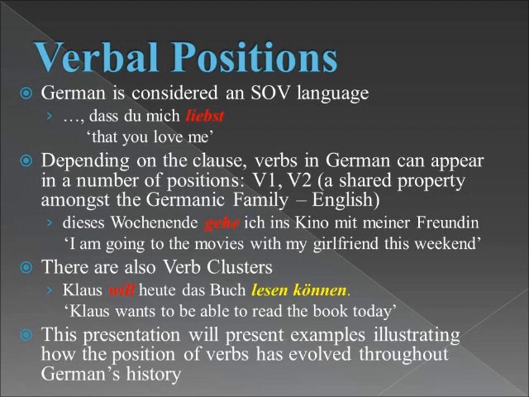So depending on the clause, verbs in German can appear in a number of positions. They can either be at the very beginning, or they can be the second element, which is pretty much a shared property amongst the Germanic family, except for English that has some residual patterns, but really other Germanic languages are very V2. So an example of this V2, where it appears as the second element, is Dieses Wochenende gehe ich ins Kino mit meiner Freundin. So the finite verb actually appears as the second element, right after this weekend, which appears in a topicalization part of the syntax tree.